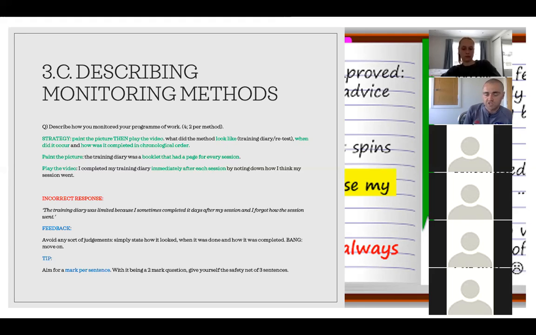So if you look at the answers there, the training diary, I use that for every factor because you can. Training diary was a booklet with a page for every session. Right, there's a mark, that's how it looks. And we've also talked about every session. So straight away the examiner knows, the marker knows, right, this kid understands that this is an ongoing thing. Happens every session.